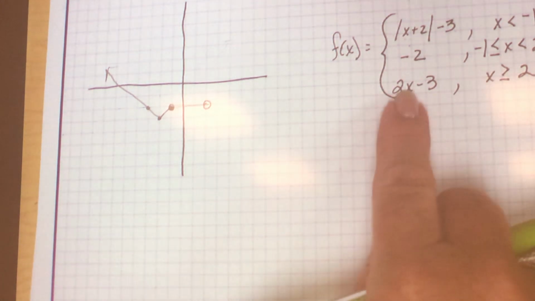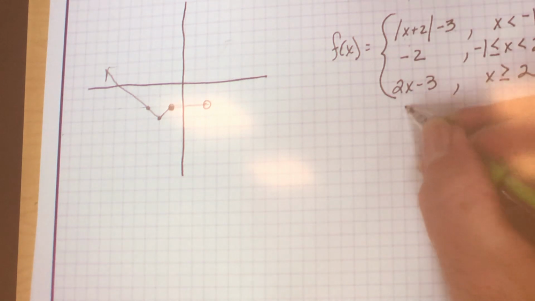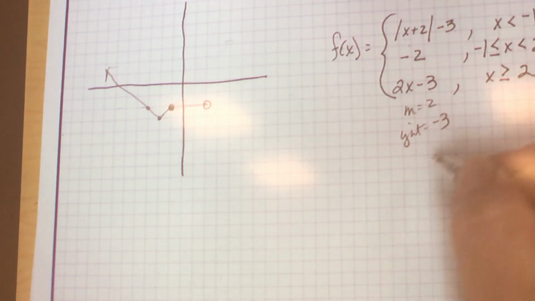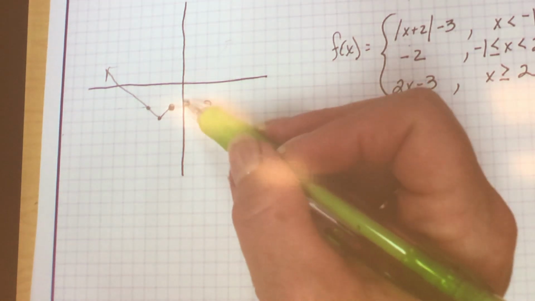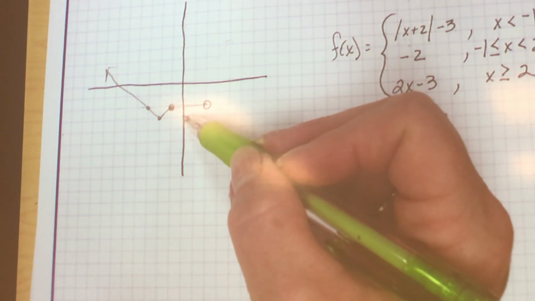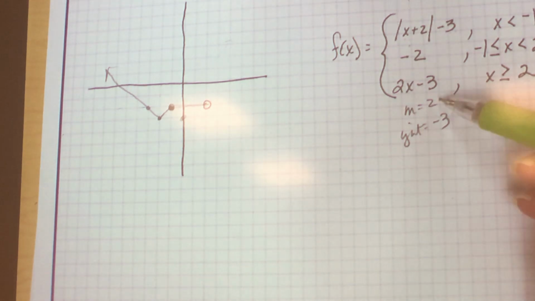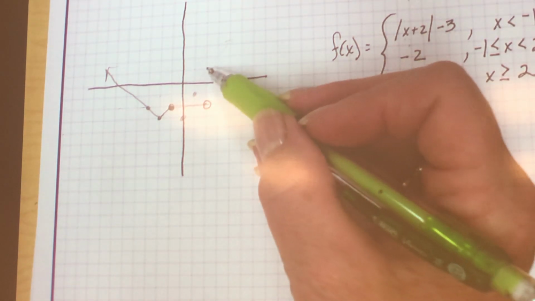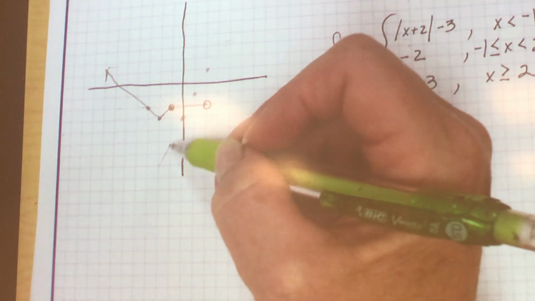Okay. Now let's graph this line right here. What's my slope? 2. What's my y-intercept? Negative 3. So I'm going to go down to negative 3. 1, 2, 3. Make a dot lightly. My slope is 2, so I'm going to go up 2 and over 1 lightly. Up 2 and over 1 lightly. Lightly draw my line.